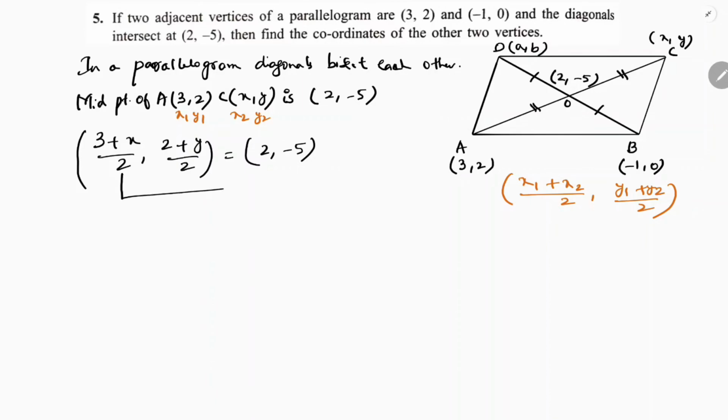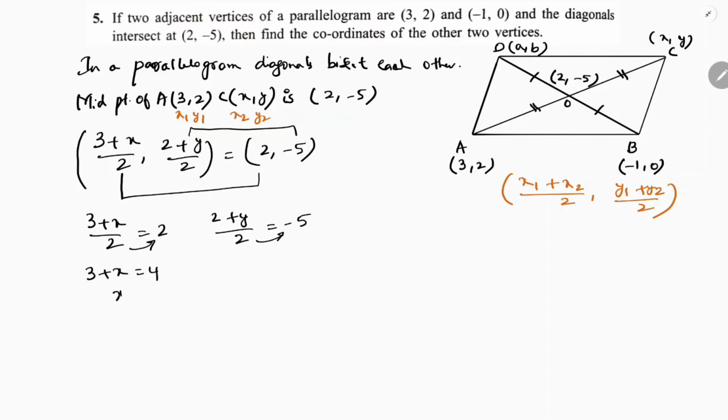Now if I equate abscissa with abscissa and ordinate with ordinate, I'll get the values of x and y. 3 plus x by 2 equals 2, and 2 plus y by 2 equals -5. If I cross multiply, 3 plus x equals 4, so x equals 4 minus 3. x equals 1. The value of x is 1.